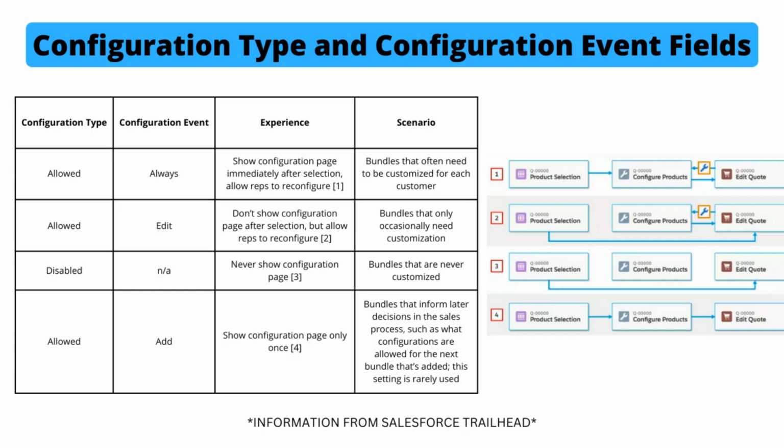So those are the main combinations that I wanted to cover that I felt were important for the exam. One last thing I wanted to go over that wasn't on this table was the configuration type of required. The configuration type of required will ensure that a user has to configure a product and also gives users the ability to reconfigure as well. I'm not going to go through that because it's pretty self-explanatory.